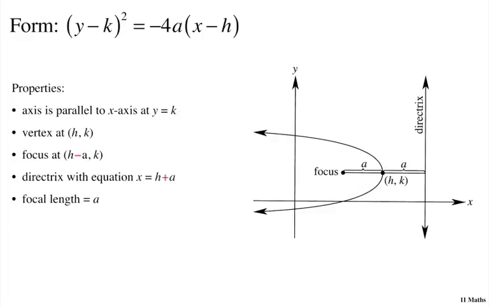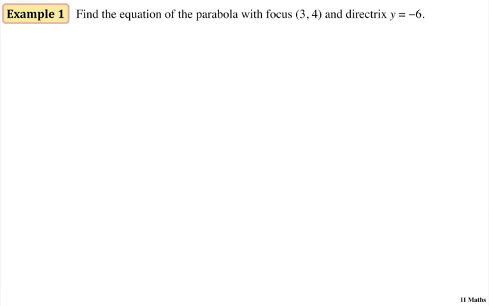If the parabola opens to the left, it's exactly the same. Y take k in brackets squared equals minus 4a, x take h. So let's actually go through some examples. What we're going to be doing is reading a question first and trying to figure out a way we can answer it. So let's read it.